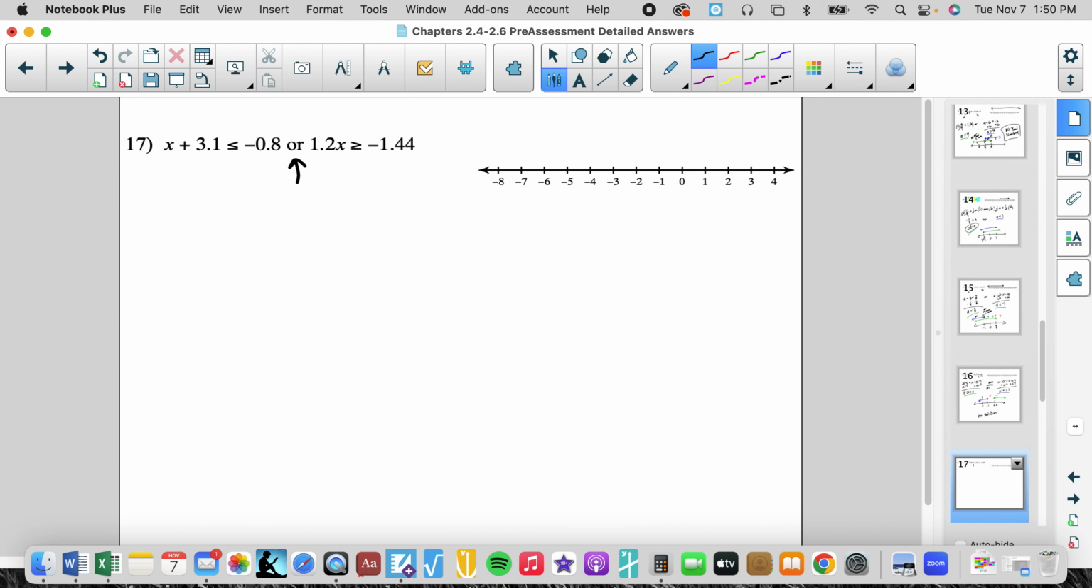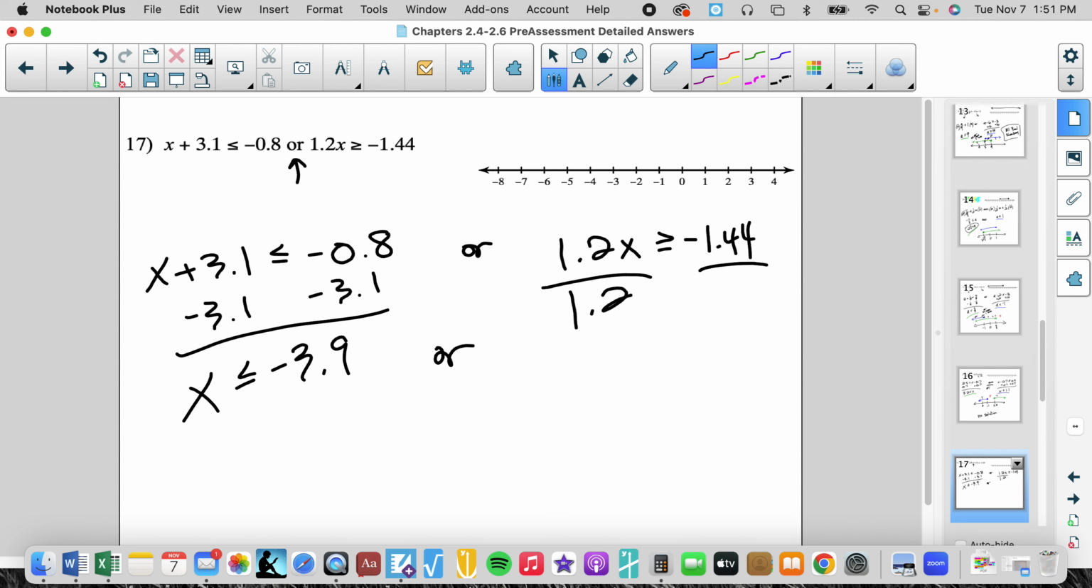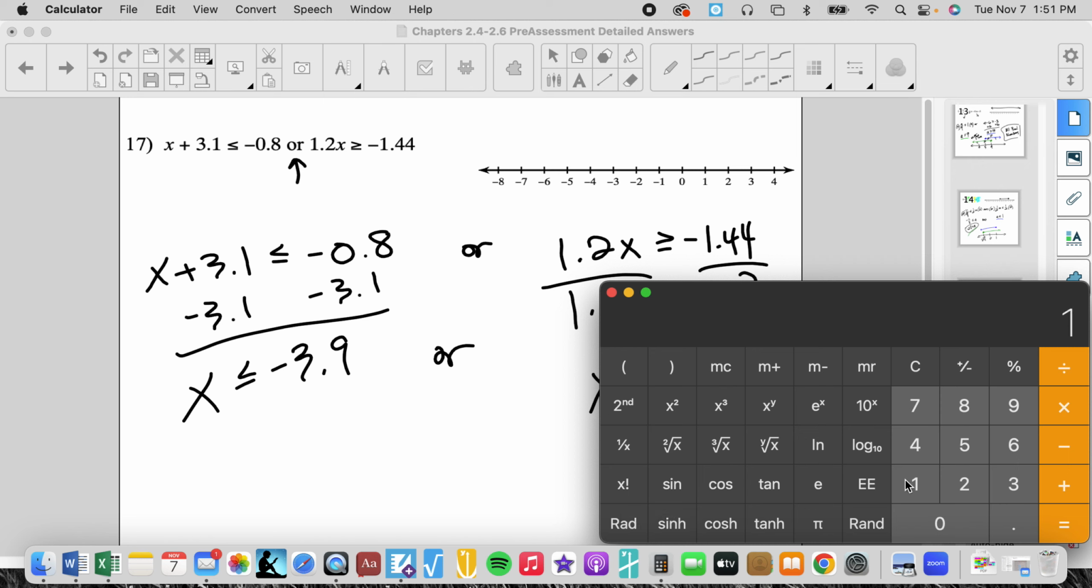All right, this is an OR statement. X plus 3.1 is less than or equal to -0.8, or 1.2x is greater than or equal to -1.44. Minus 3.1 minus 3.1. X is less than or equal to -3.9. Or let's divide by 1.2. We get x is greater than or equal to -1.2. 1.44 divided by 1.2 gives me 1.2.